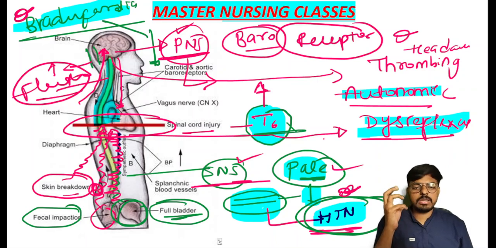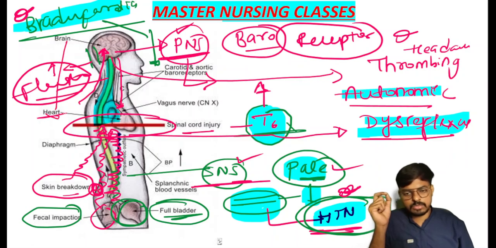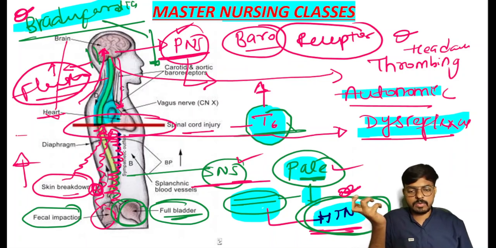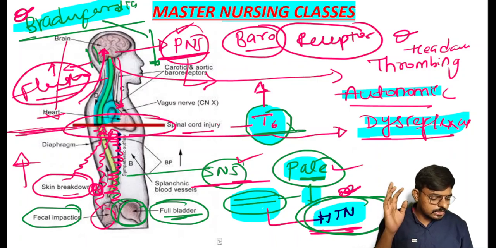So these are the tricks to remember. The concept I taught you: the parasympathetic nerve signals won't come down, and the sympathetic nervous system signals won't go from down to up, because of the damage in the spinal cord at the T6 level. So this is very important. The questions will come like this.